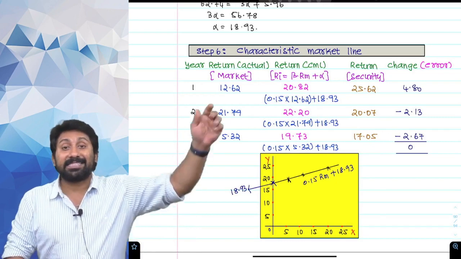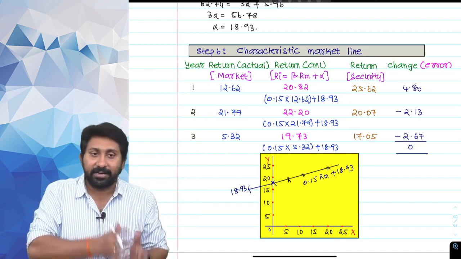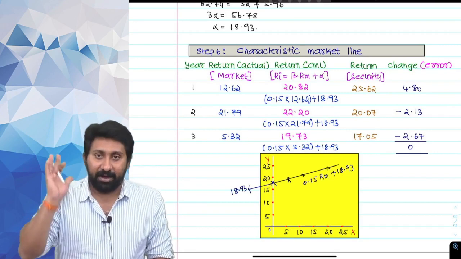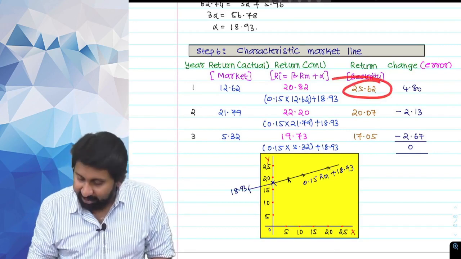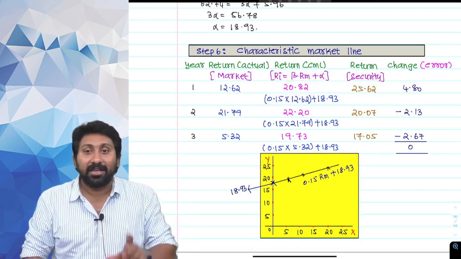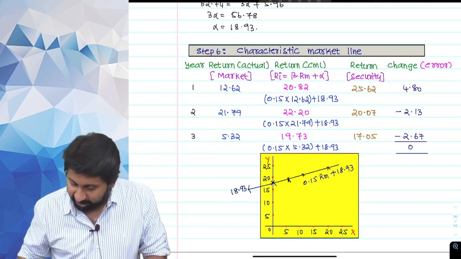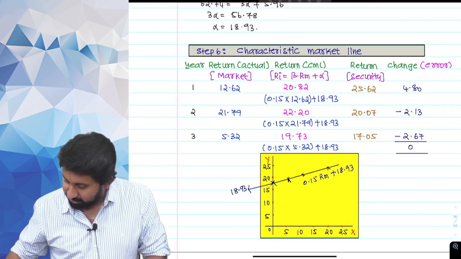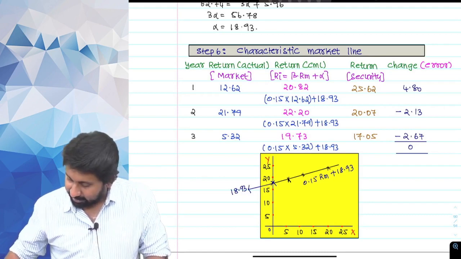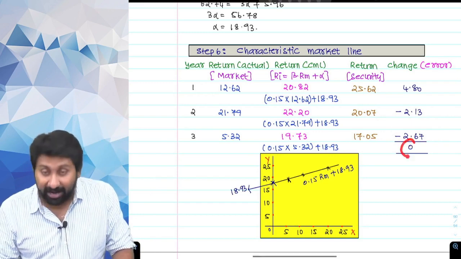It is not 17.05, it is 19.73. When I use the straight line equation and calculate a return, is that return the same as the actual return we got, or different? It is different. There will be a change. Originally 25.62, by the straight line equation I got 20.82. That error has come. How much is the error? 4.80. Here, 20.07 minus 22.2 is minus 2.13. 17.05 minus 19.73 is minus 2.68. If you total, the error total will be 0.